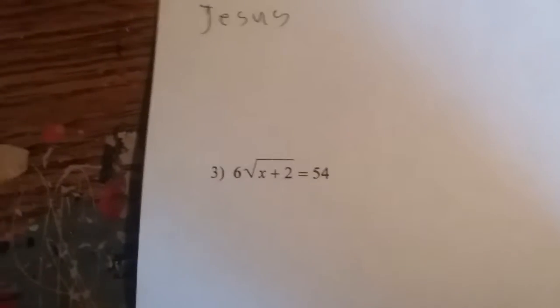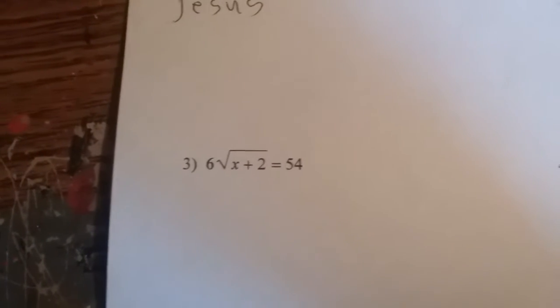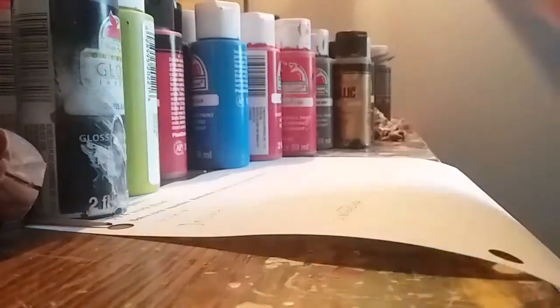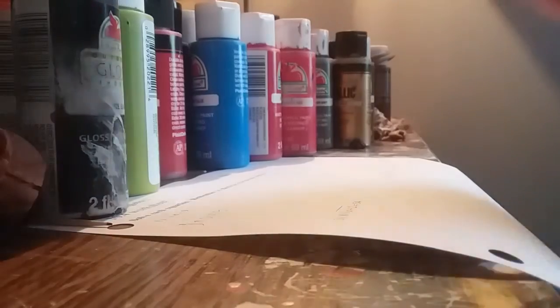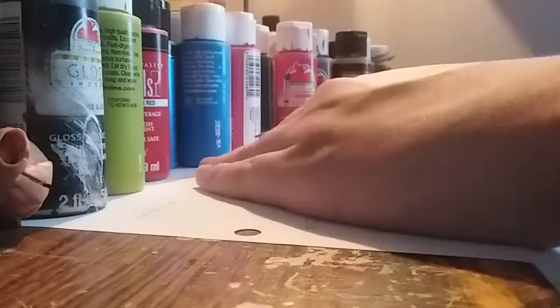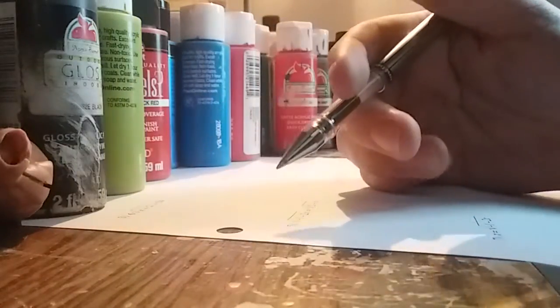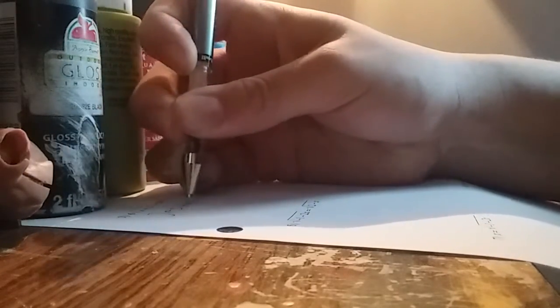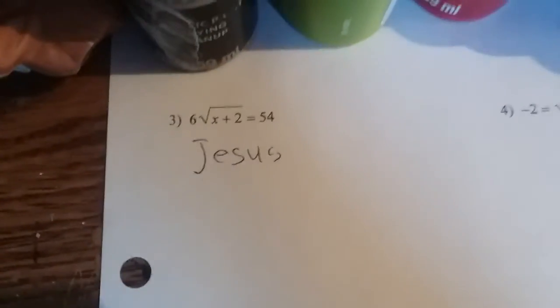So you see 6 with the square root of x plus 2 equals 54. This one's going to be a little bit different. So for this one, I'm actually going to try moving it up because I got all this crap in the way. So for that one, you are going to want to write something, and what you are going to write is Jesus. So yeah, number 3 is Jesus right there.